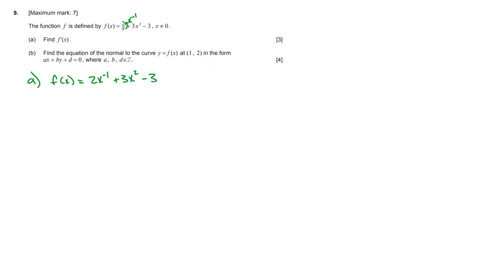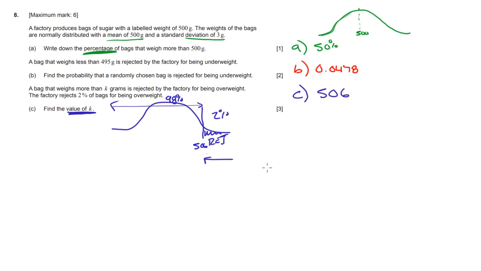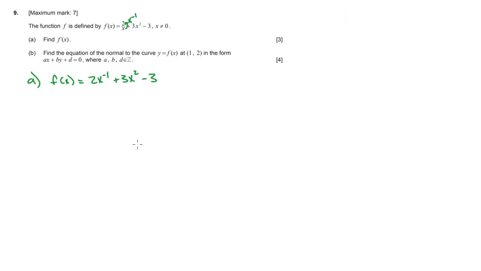I'm going to back up for a quick second here, go back to number 8, because look, I put 506, find the value of k. I really should have put 506 grams. I should have labeled that, right? So probability is fine, doesn't need anything, that's percent, 506 grams. Sorry, back to number 9.